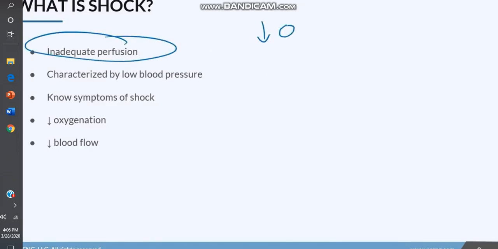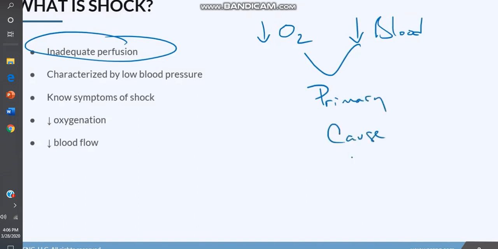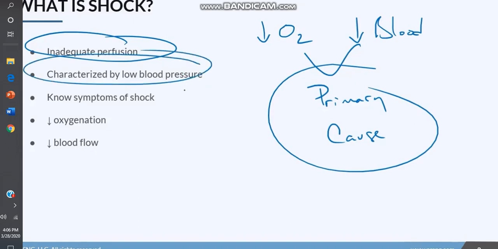What happens is you have this decrease in oxygen and this decrease of blood flow, and there's always a primary cause for it. So what you need to do is focus on fixing the primary cause. It's often characterized by low blood pressure. And your job as a nurse is you need to recognize symptoms of shock and you need to intervene early.